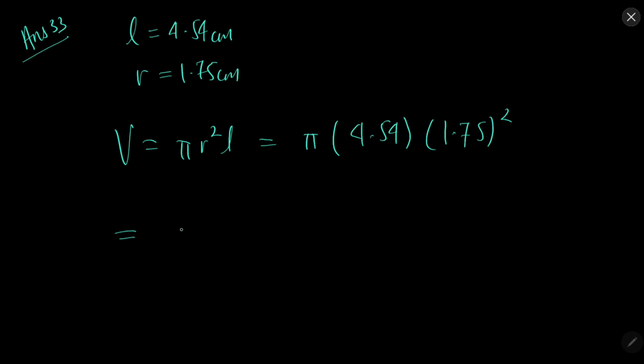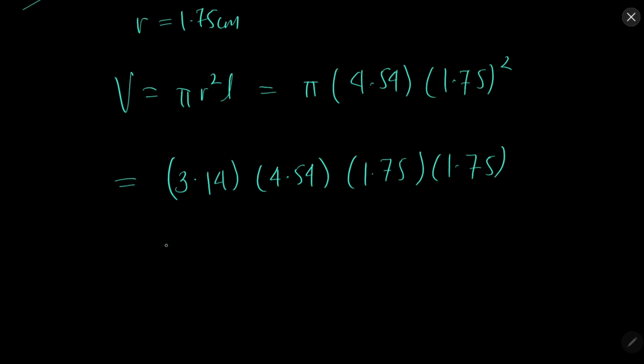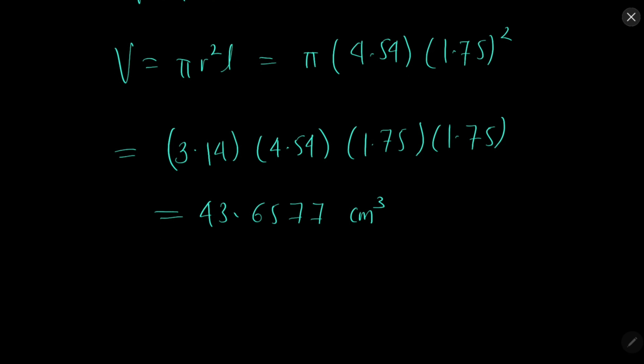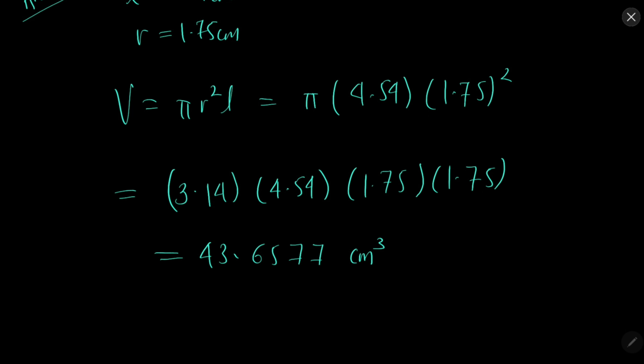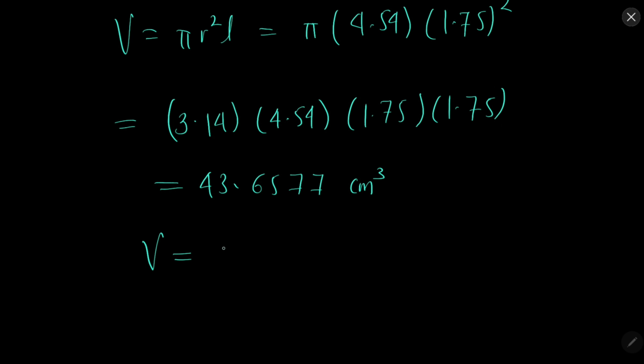So after simplifying this, 3.14 into 4.54 into 1.75 into 1.75, we will have 43.6577 centimeter cube. But we have to take only 3 digits because we have the least number of significant digits, which are 3. So we will only take 3 significant digits, so it will become 43.7 centimeter cube.